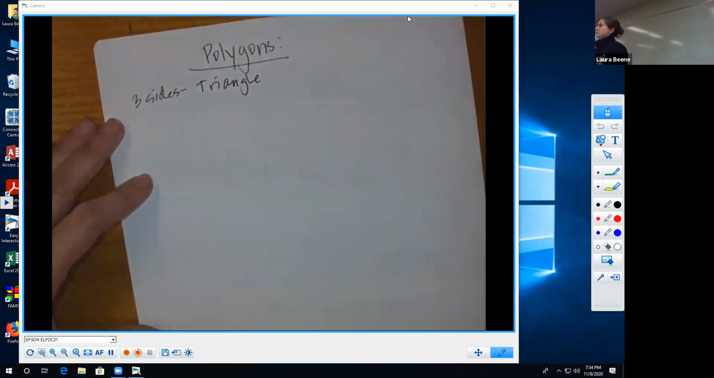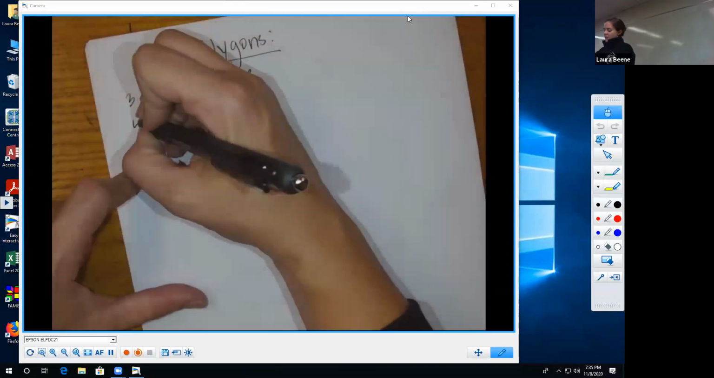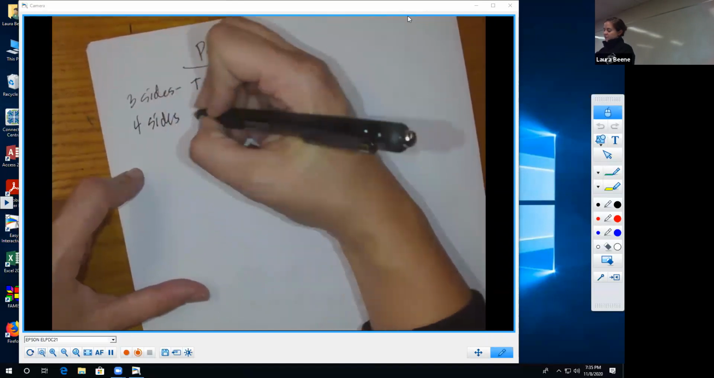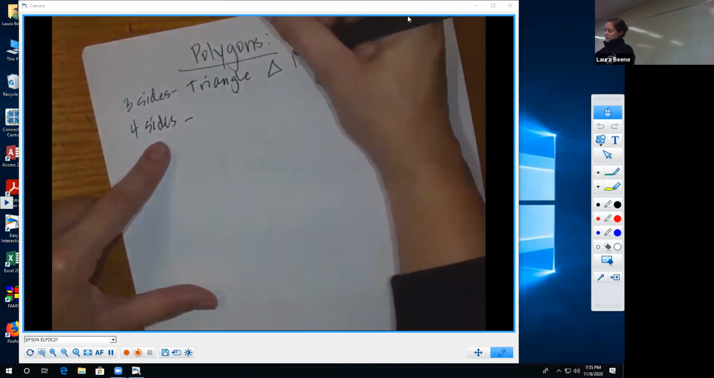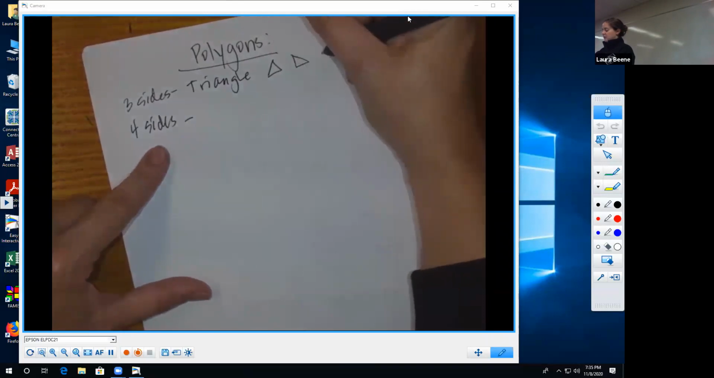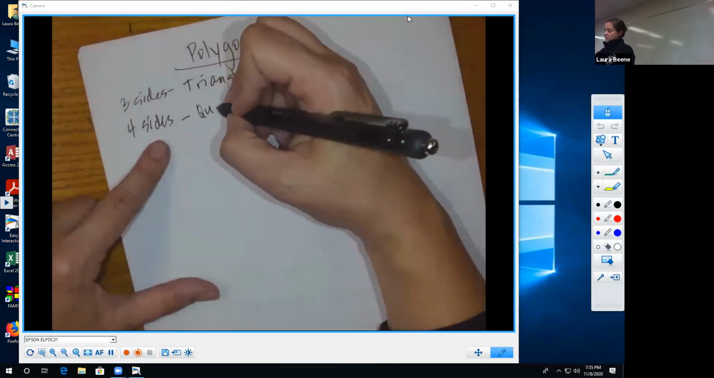And there are lots of different types of triangles. There are isosceles triangles, equilateral triangles, right triangles, scalene triangles, obtuse triangles. So lots of different types of triangles there. The next one is four sides. Obviously with triangles, you can draw it different ways depending on what kind of triangle it is. It's an obtuse triangle. Four sides is a quadrilateral.